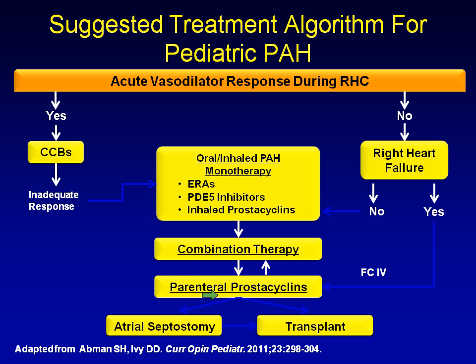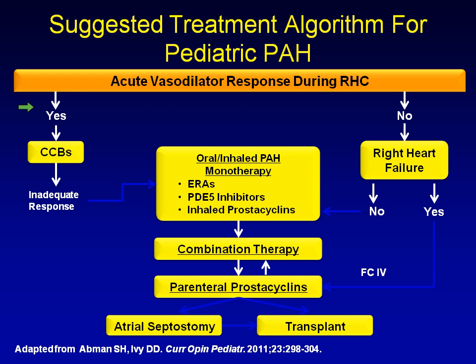Now finally, if children are failing these medicines, then we can consider opening up a hole between the top 2 chambers, which allows us a pop-off, or there's some kids that just need to go straight to lung transplantation.